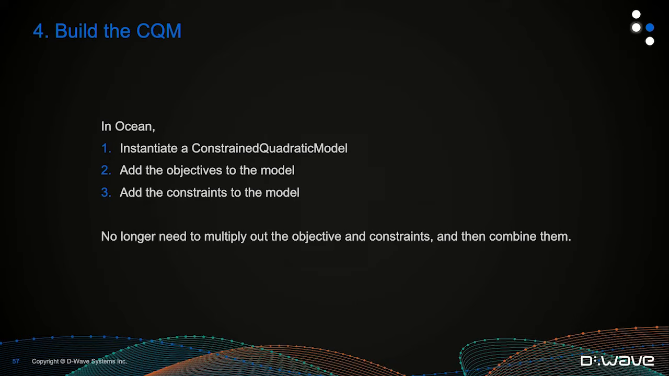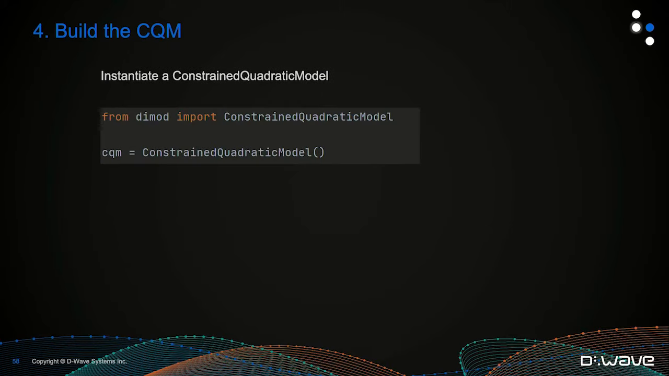Okay, now that we have expressions for our objectives and constraints, we can program this up in Ocean. So we'll start by instantiating a constrained quadratic model, and then we'll add the objectives and constraints to it. To instantiate a constrained quadratic model, we're going to import the object from DIMOD, as is shown, and then we can just call the constructor. So the same way as how we'd create a binary quadratic model, just with a constrained quadratic model.